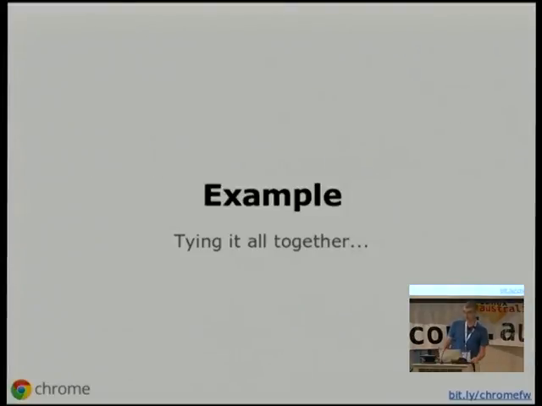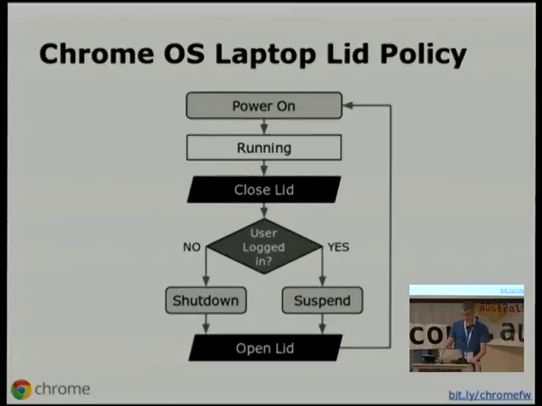Okay, so I'm going to go into an example that tries to tie all of these various firmware components together and show why we think it's important that all of these different steps be open. The example I'm going to talk about is the laptop lid policy. When you shut your laptop lid, your system goes into suspend, but how does it actually make its way into that state? A very basic laptop lid policy here for Chrome OS is that if the user has managed to log in, we go into suspend, otherwise we turn the system off.